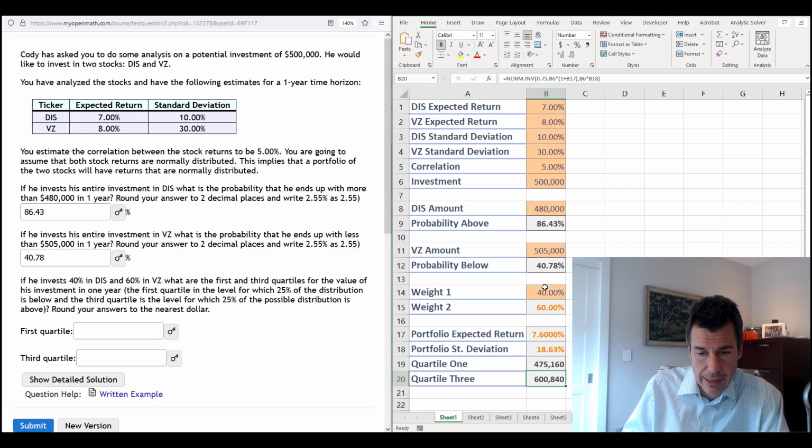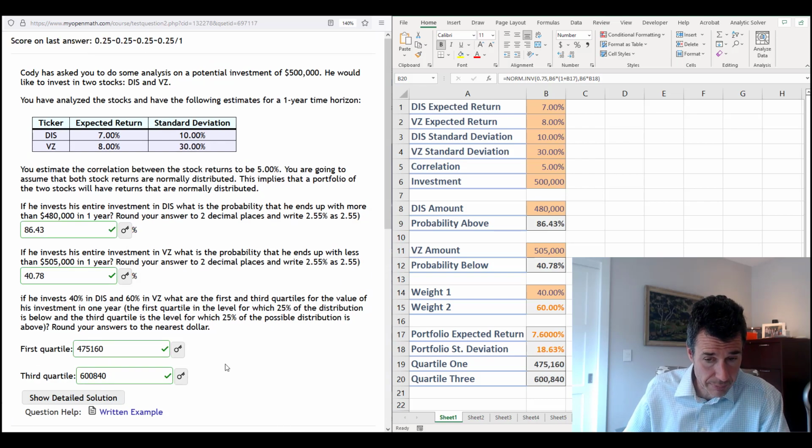So if we put 40% into Disney, 60% into Verizon, we have an expected return for this portfolio of 7.6%, standard deviation of returns for this portfolio of 18.63%. 25% of the time we end up with less than $475,000. 25% of the time we end up with more than $600,000. So the first quartile, 475,160. Third quartile, 600,840. Moment of truth, let's submit that. We've got everything correct. I hope that was helpful.